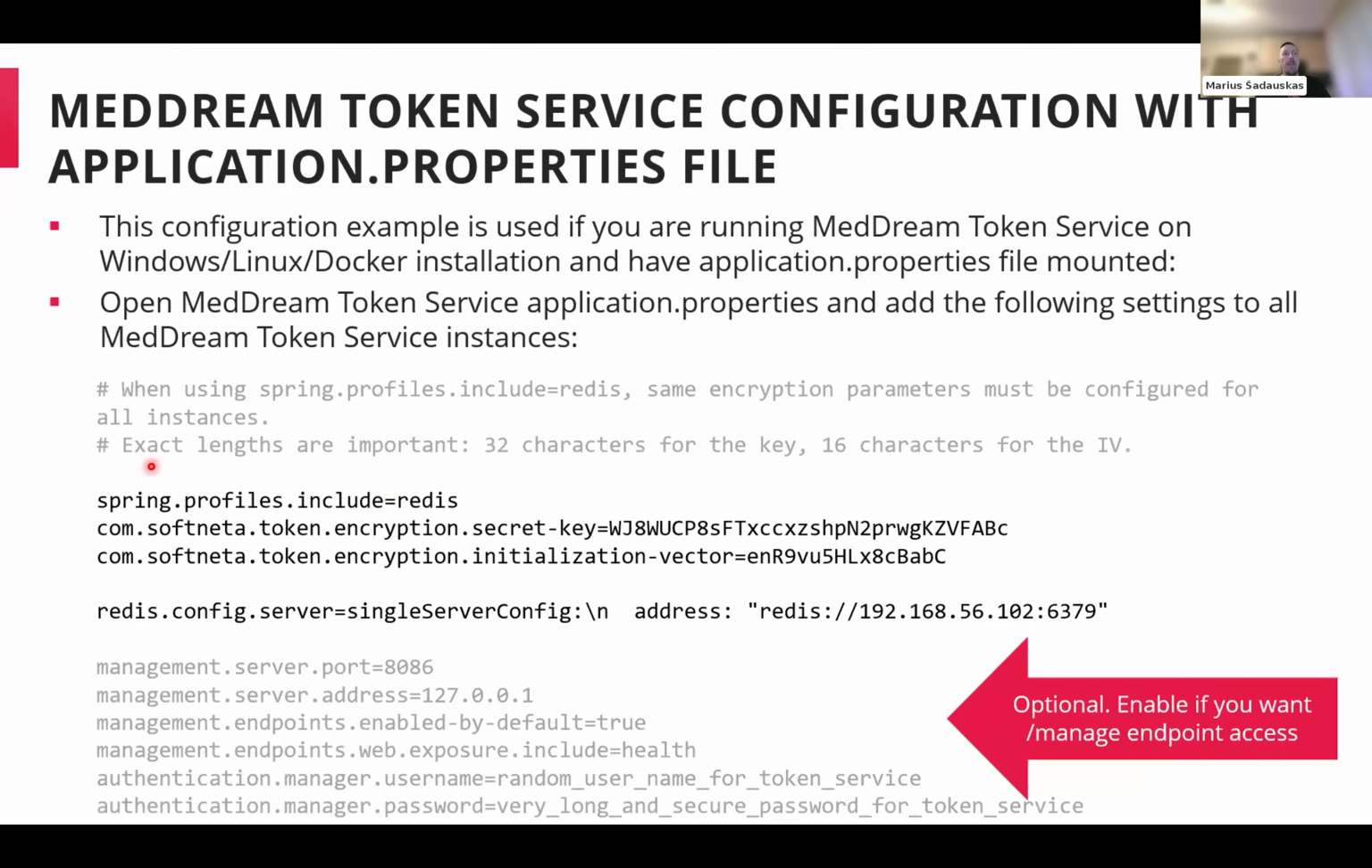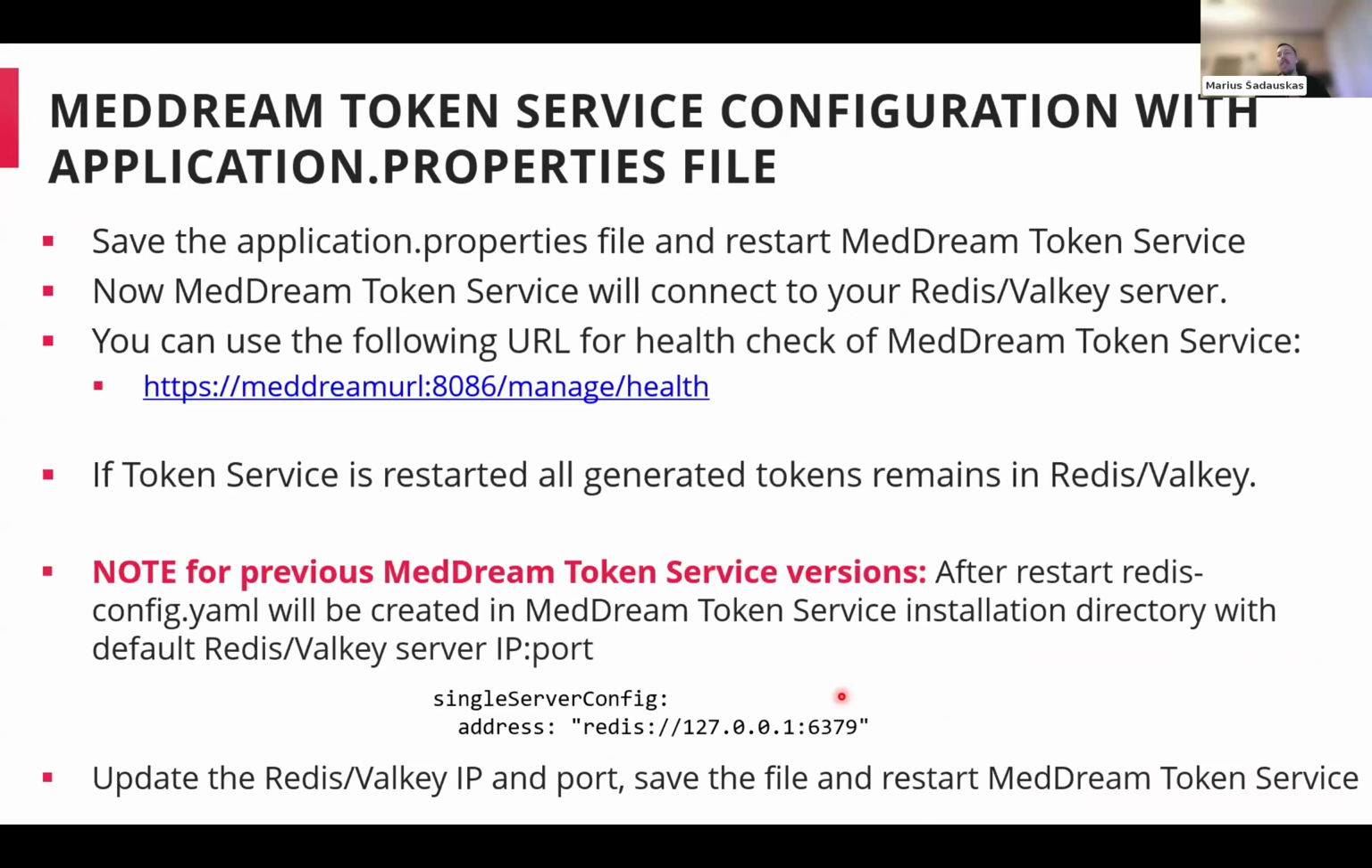If you add these three parameters, the Redis YAML config file will be created in the token service installation directory. You just need to edit this file, provide the correct IP and the port, and save the file and restart token service.